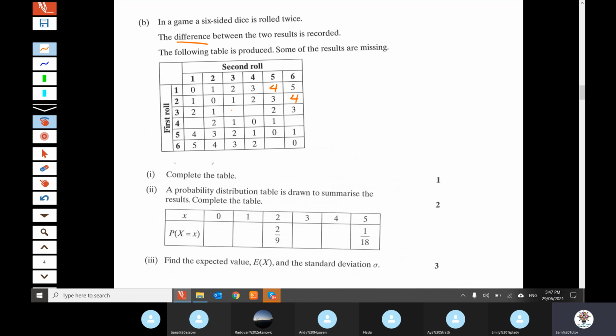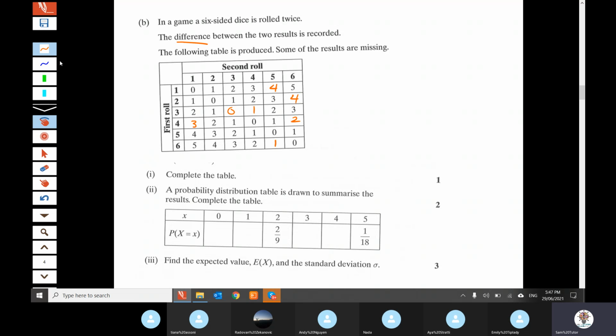4, 2, 1, 0, 1, 1, 2, 3. It would be a shame if you'd miss one of the boxes and you'd lose a mark. Make sure: 4, 4, 0, 1, 3, 2. Okay, that's good. A probability distribution table is drawn to summarize the results.